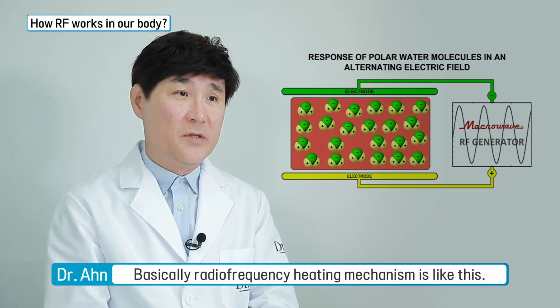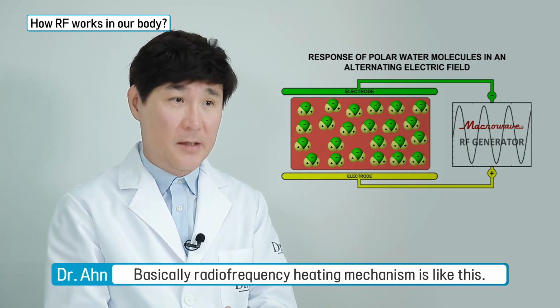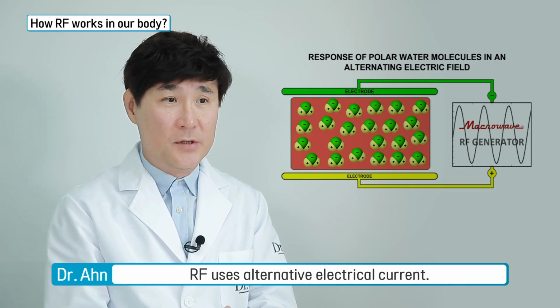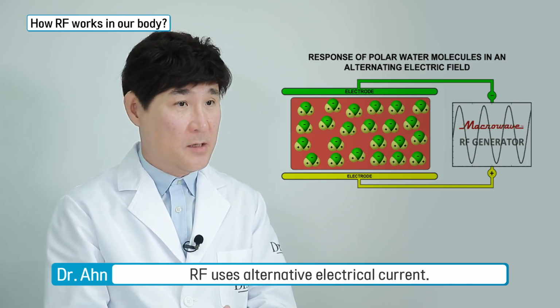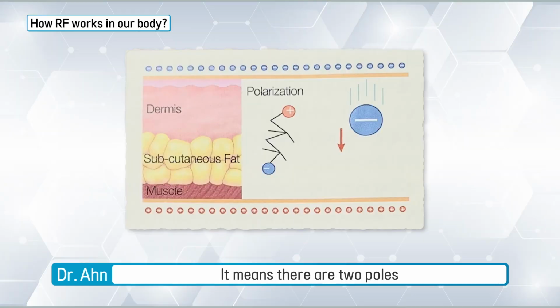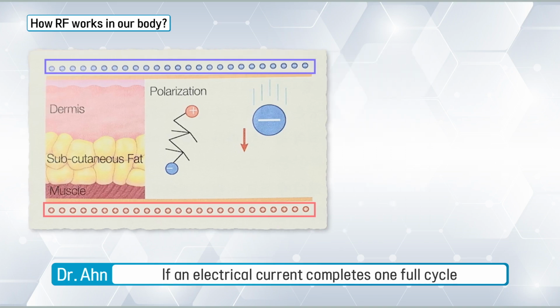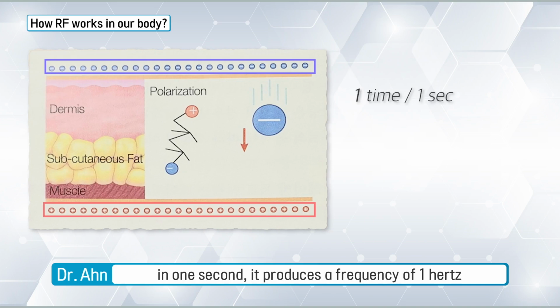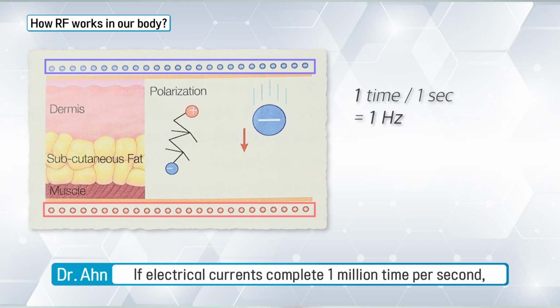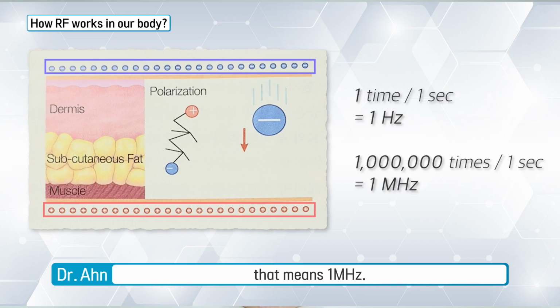Basically, the radiofrequency heating mechanism is like this. RF uses alternating electrical current. It means there are two electrical poles, positive and negative, and it changes from positive to negative, negative to positive. If the change is 1 time per second, that means 1 Hz. If the alternating current changes 1 million times per second, that means 1 megahertz.